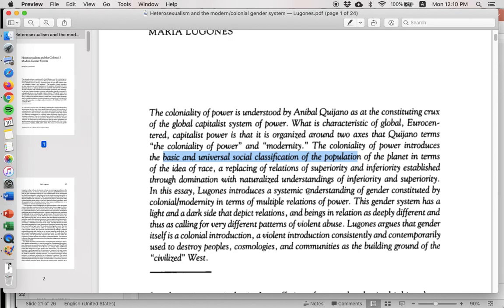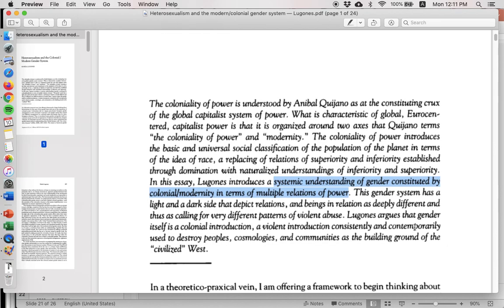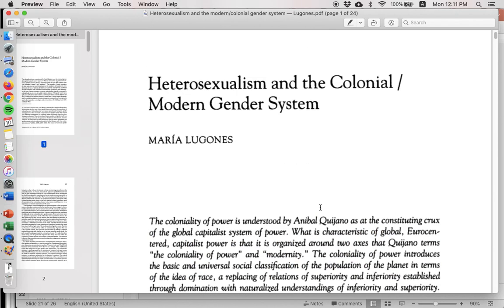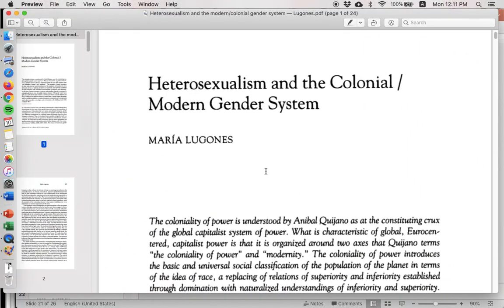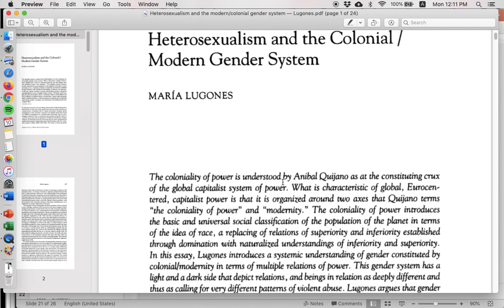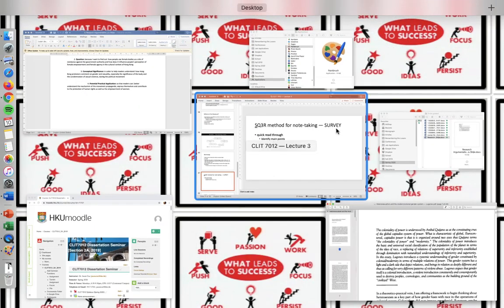So in this essay, Lugones introduces a systematic understanding of gender constituted by colonial modernity in terms of multiple relations of power. So it's talking about the construction of gender. It has a light and dark side that depict relations and beings in relations as deeply different, and thus calling for very different patterns of violent abuse. Lugones argues that gender itself is a colonial introduction, a violent introduction consistently and contemporarily used to destroy people's cosmologies and communities as a building ground of the civilized West. So it's a critique of Western imperialism. Already from the abstract alone, I understand the main points, and yes, it's definitely worth reading closely, especially for my course, because it's going to provide evidence and also substantive critique of these things. So I've already done the survey.